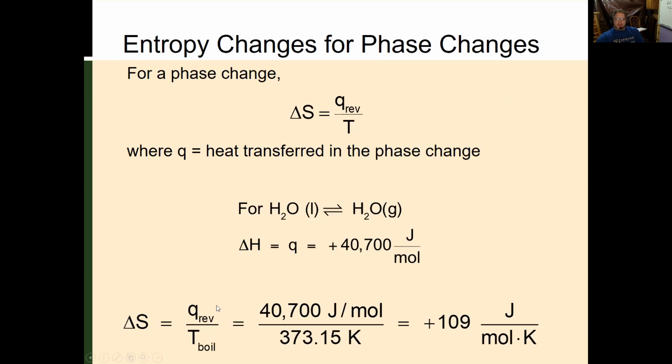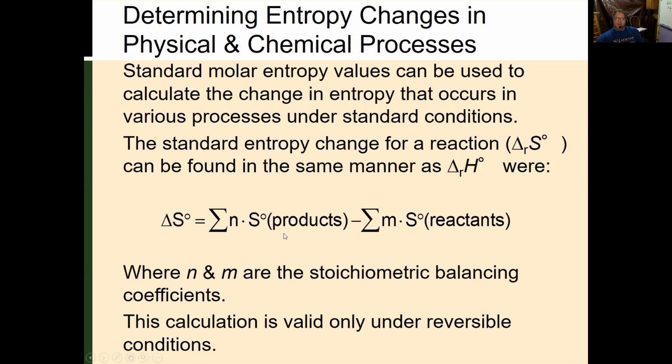And we can take Q reversible over T, and we can get this. So if I want to find the delta S for boiling water, going from a liquid to a gas, I take it at the boiling point, and Q reversible is the delta H for that reaction. That's going to give me a great increase in entropy, and you can determine it through physical and chemical processes.